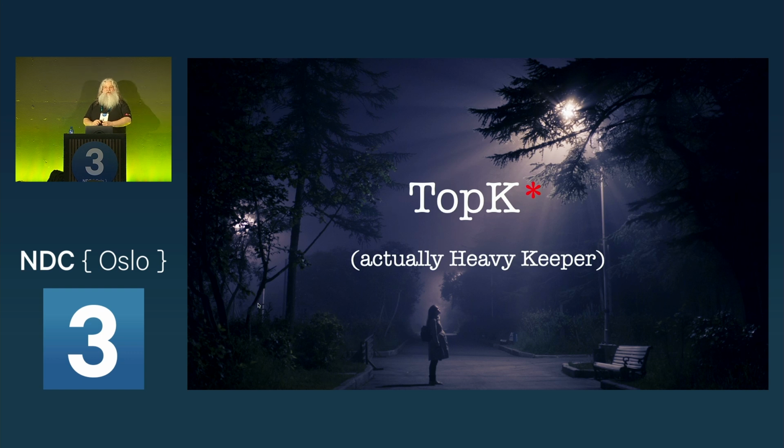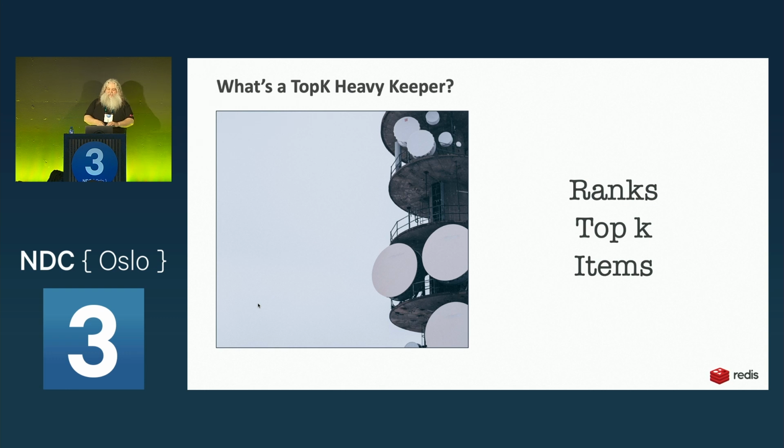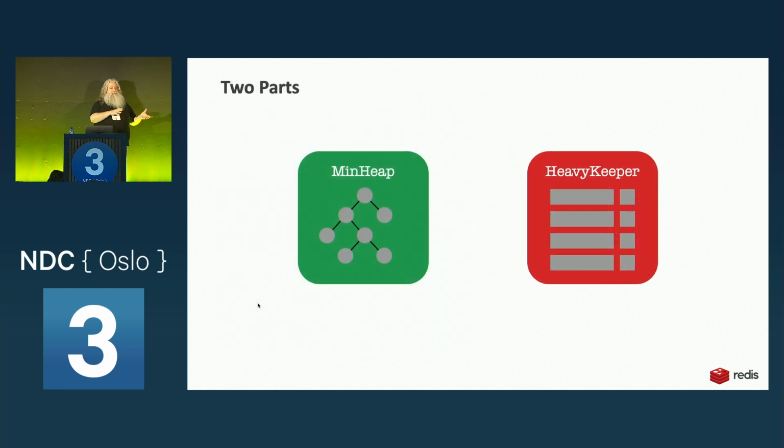Let's look at the last and most complicated one, which is top K. Top K ranks items. And specifically, it's really Heavy Keeper that we're going to talk about. Top K is a combination of a Heavy Keeper and a min heap. I'm not going to talk about how min heaps work. We'll just take them on faith that they work the way they do. And then I'm going to talk about the Heavy Keeper. But the idea here is that I want that ranking without necessarily having accurate counts. And so I want to find the top 10 most common IP addresses that hit my site.